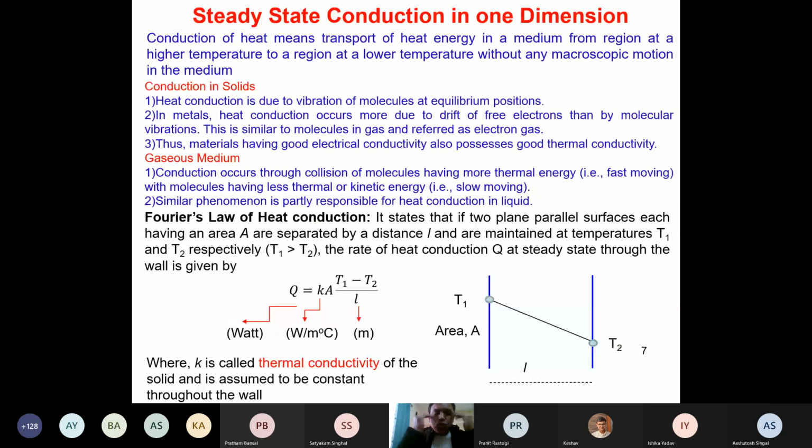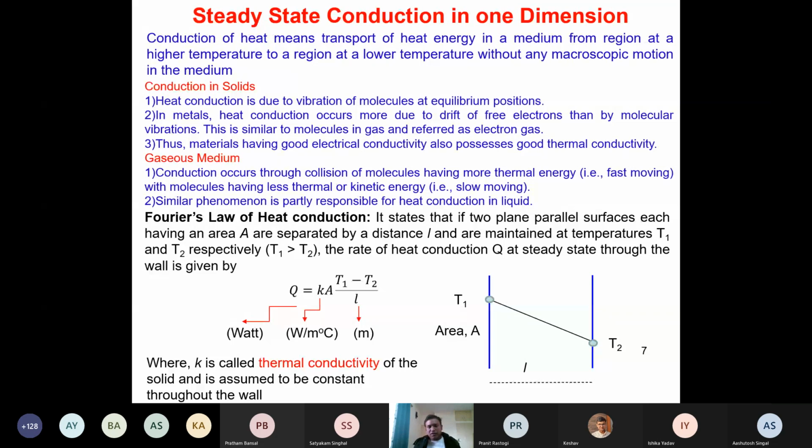So let's move to the conduction, particularly the steady state conduction in one dimension. Unsteady state conduction we will look at later. So conduction of heat means the transport of heat energy in a medium from a region at a high temperature to a region at a lower temperature without any macroscopic motion in the medium.